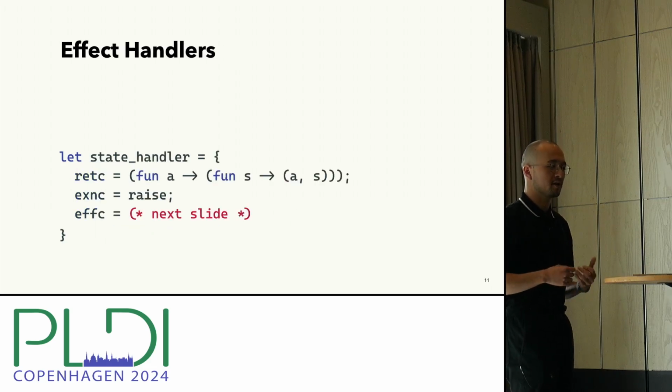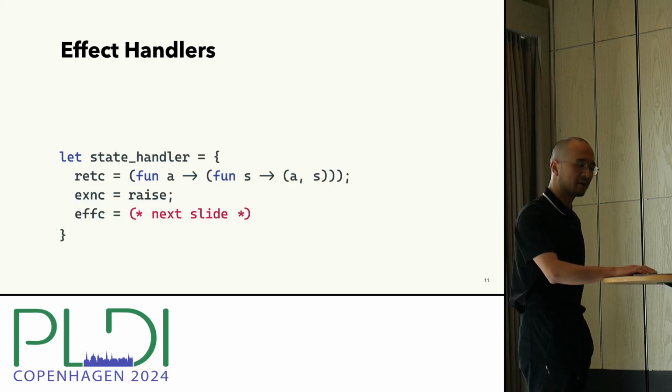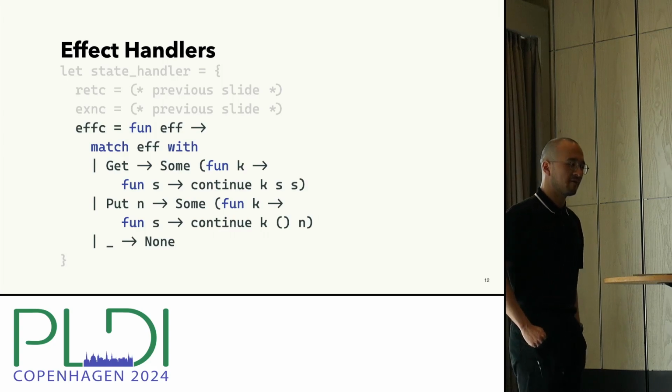Next, we can write an effect handler that handles effects performed by a computation. We will handle a stateful computation as a state transforming function, the standard functional interpretation. An effect handler in OCaml is a record with 3 fields: a return case for handling pure values returned from the computation, an exception case for handling exceptions raised from the computation, and the most important part, an effect case for handling effects. Let's take a close look at the effect case.